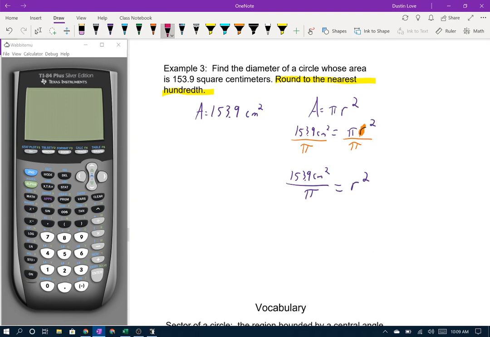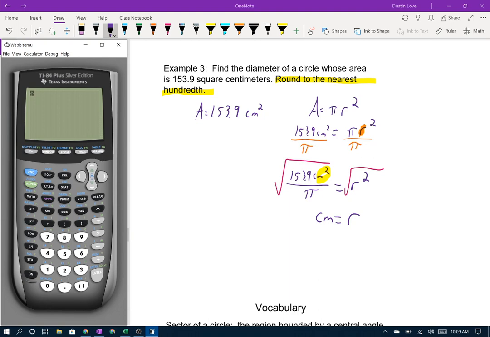Now I'm going to take the square root of both sides. The reason is that's going to get rid of my square here. Whenever I take the square root of r squared, that leaves me with r. When I take the square root of centimeters squared, that's going to give me centimeters. Then the rest of this I can type into the calculator.